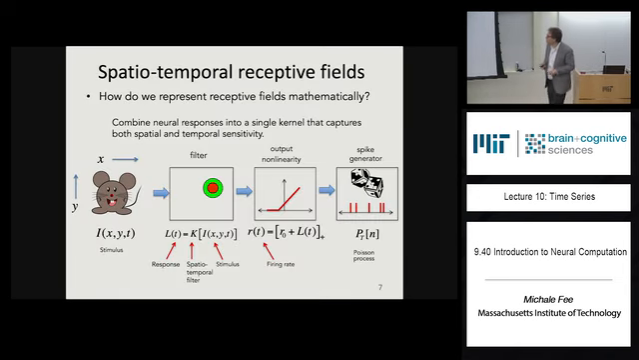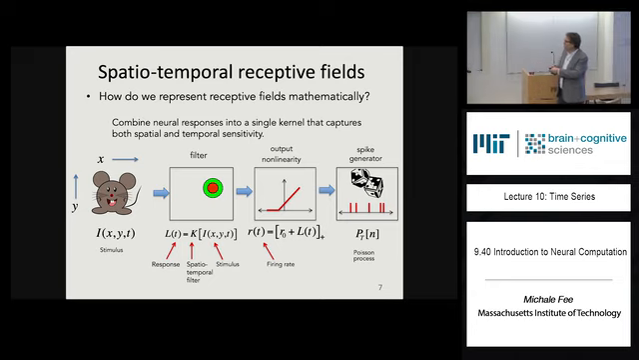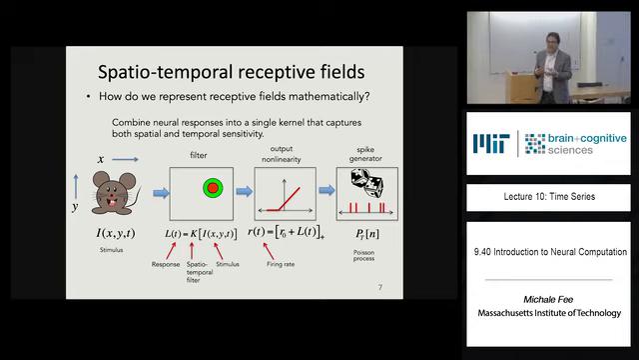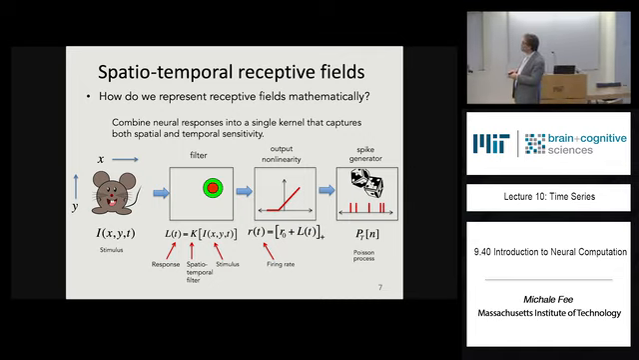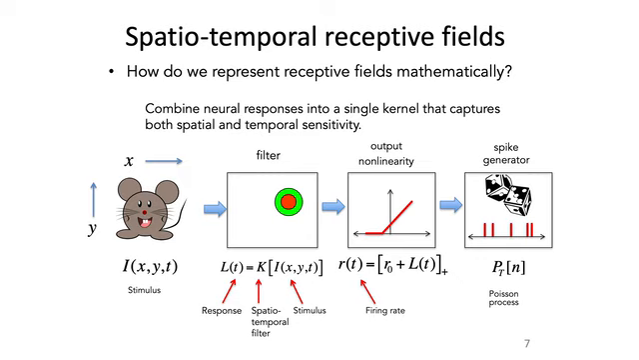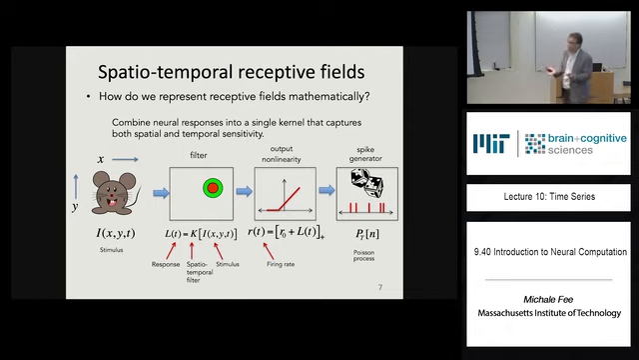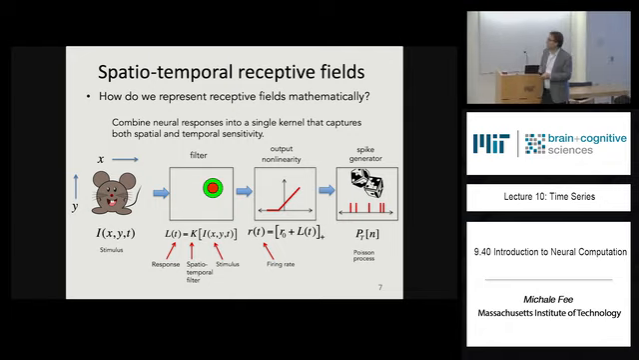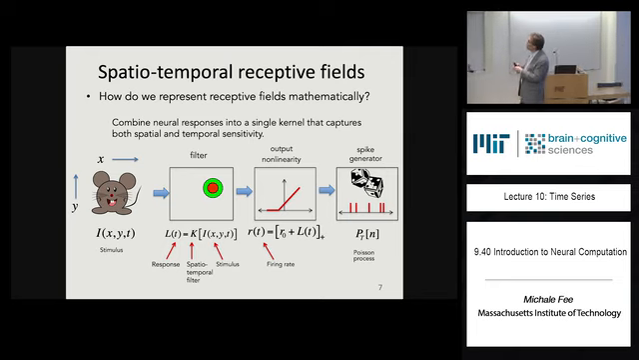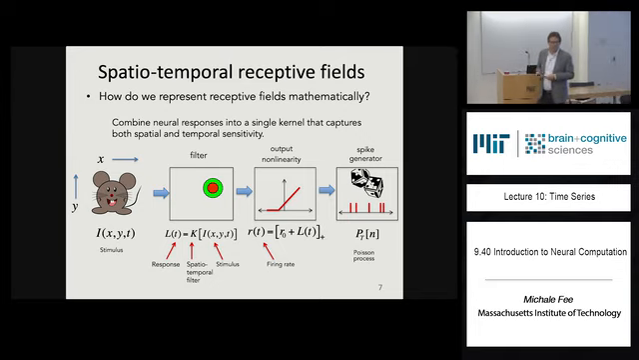Okay? All right, and so I think near the end of the last lecture, we talked about putting together the spatial and temporal parts of a receptive field into a larger concept of a spatiotemporal receptive field that combines both spatial and temporal information. Okay.